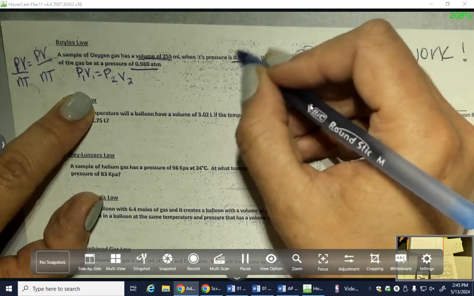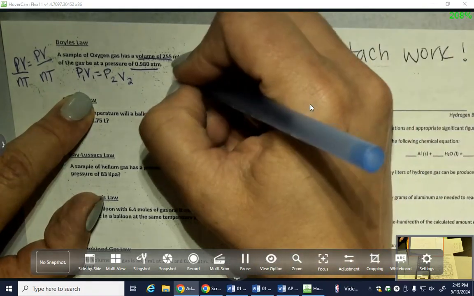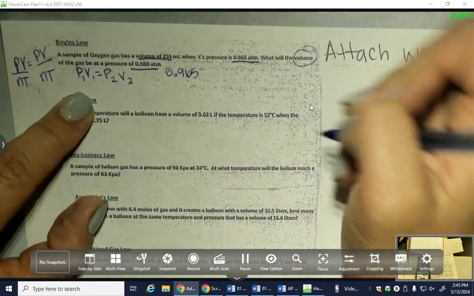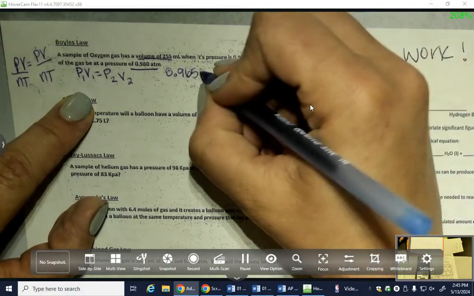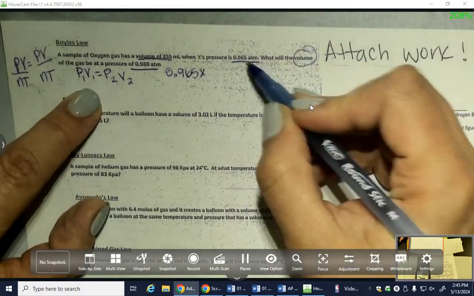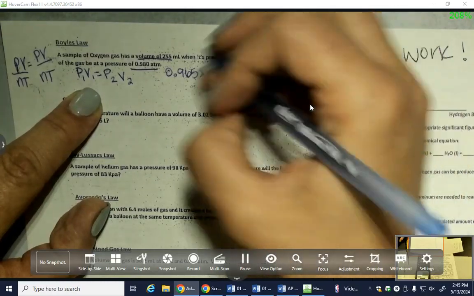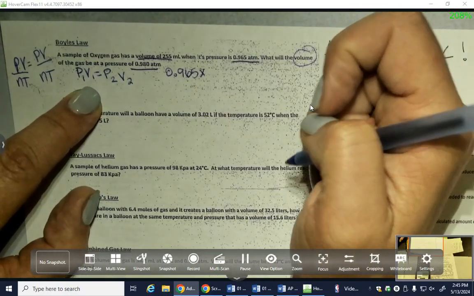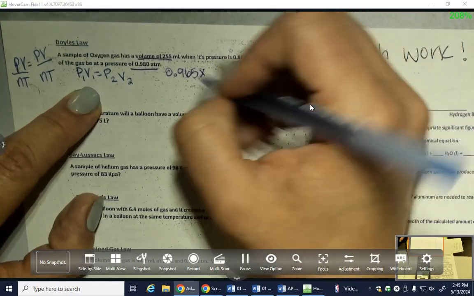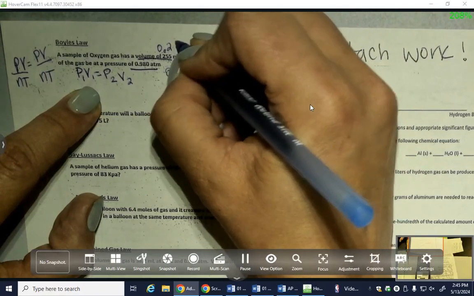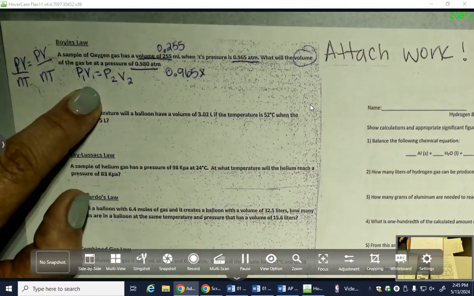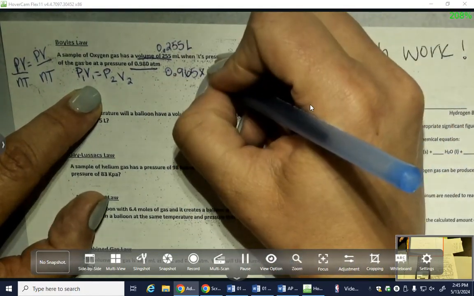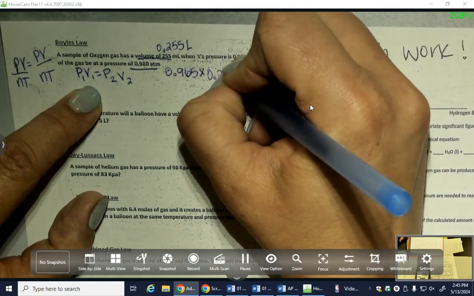All right, so when we go to plug this in, P1 is the first one that was listed, so 0.965 atm. We're going to multiply that by volume 1, which was 255 milliliters. Now, before I write that one out, we see that it's in milliliters. If we were to convert that to liters, what would that look like? Exactly, 0.255, because you divide it by 1,000 or you move that decimal 3 times to the left, right? So I'm going to go ahead and multiply it by that.